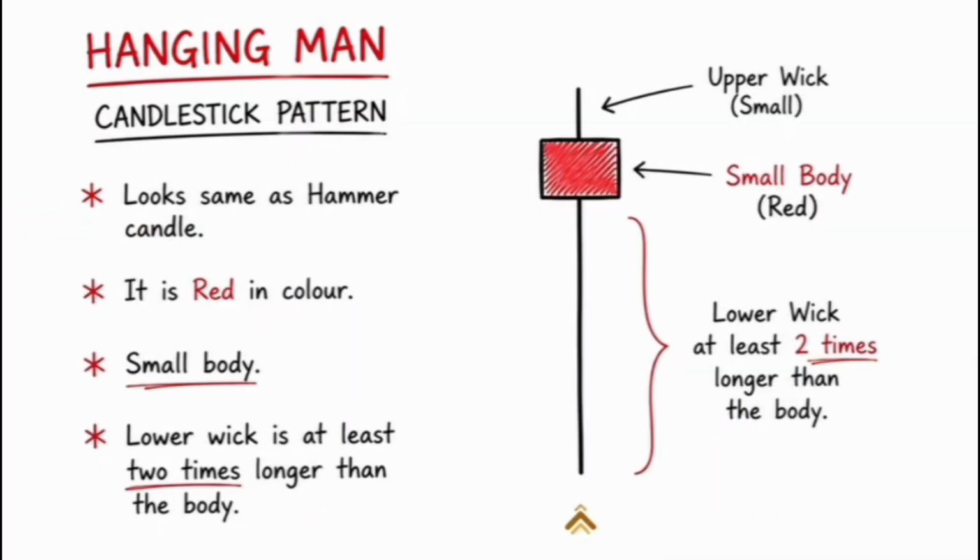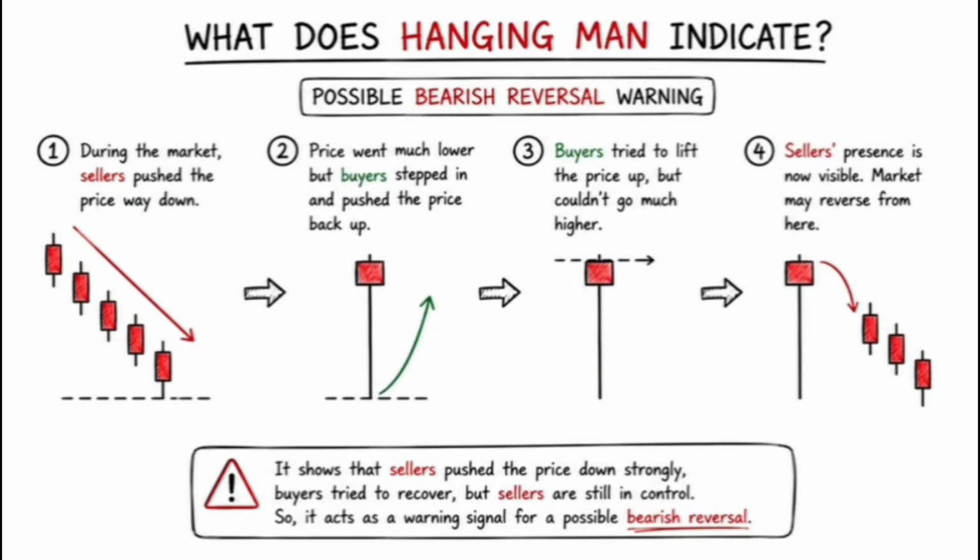The second candlestick pattern is the hanging man candlestick pattern, which looks very similar to the hammer candle. The main difference is that it is usually red in color. This candle has a small body, and its lower wick is at least twice the size of the body. This pattern shows that during the session, sellers pushed the price significantly lower. Buyers then tried to bring the price back up, but they failed to break above the candle's high, and the candle still closed red. This indicates that sellers are stronger than buyers at this point.